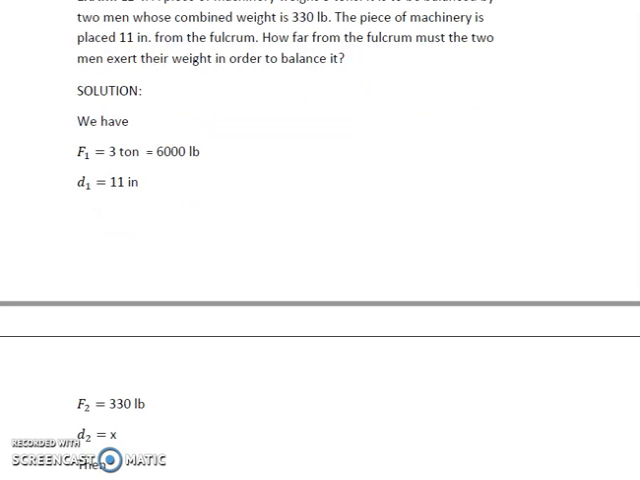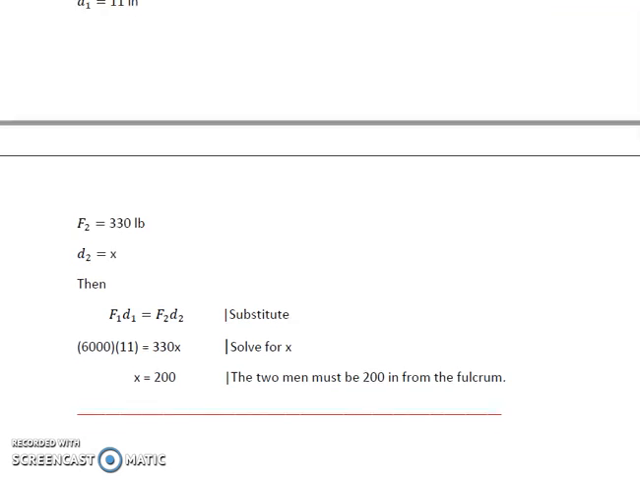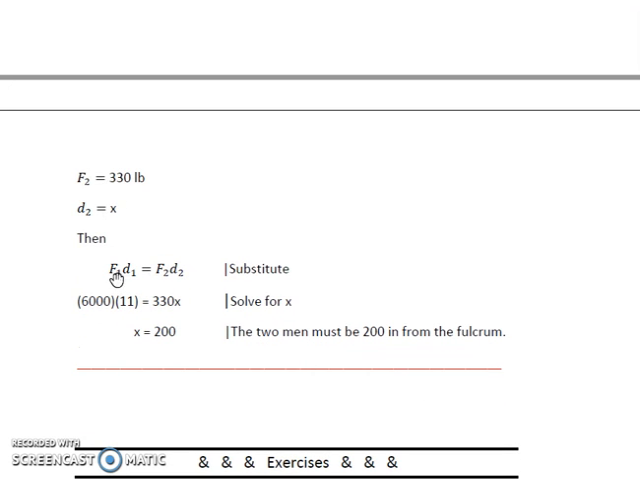We also have that the distance to the machine is 11 inches from the fulcrum and the force of the 2 men is 330 pounds. We'll plug all this information into our formula for the lever principle relationship, leaving the distance that the 2 men are from the fulcrum as the unknown. So that's our x. Plug all of this in. Then we just have to solve for x to find how far the 2 men are from the fulcrum. We multiply 6,000 times 11, divide by 330 to get 200. So the 2 men must be 200 inches from the fulcrum.